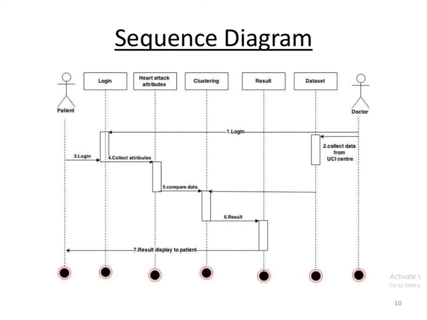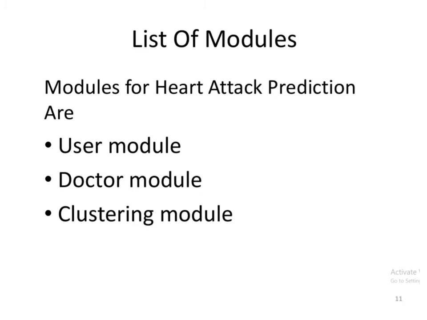Sequence diagram. The patient logs in to the heart attack system. Once he logs in, he collects the attributes and compares the result, and this result is displayed to the patient. Attributes, clustering result, database data. Once the doctor logs in, he collects the data from the UCI center, checks the attributes, compares the data, and displays the result. This result is viewed by the patient.